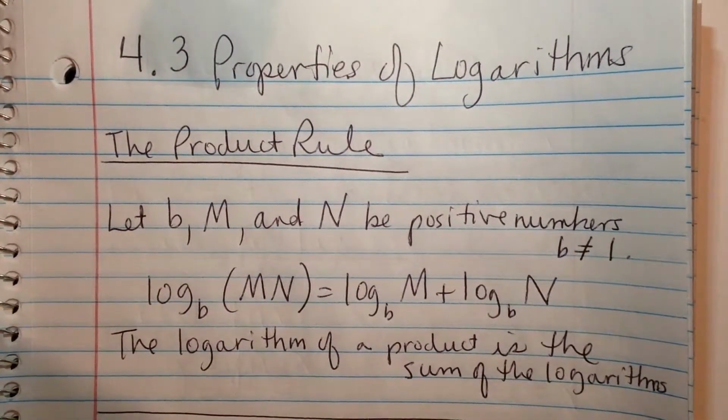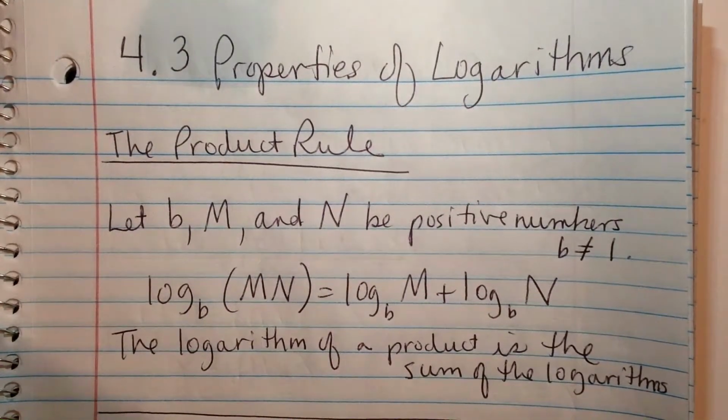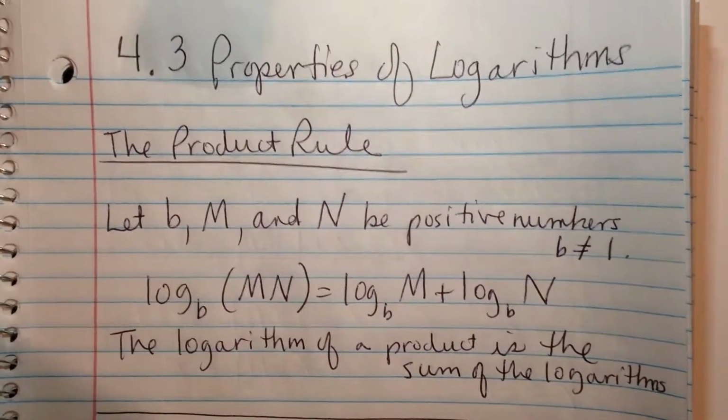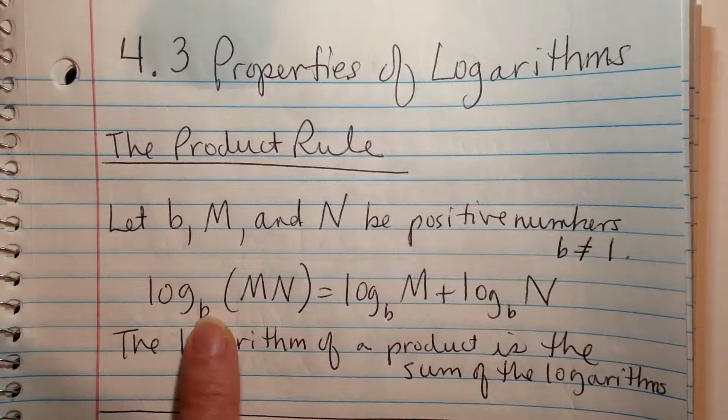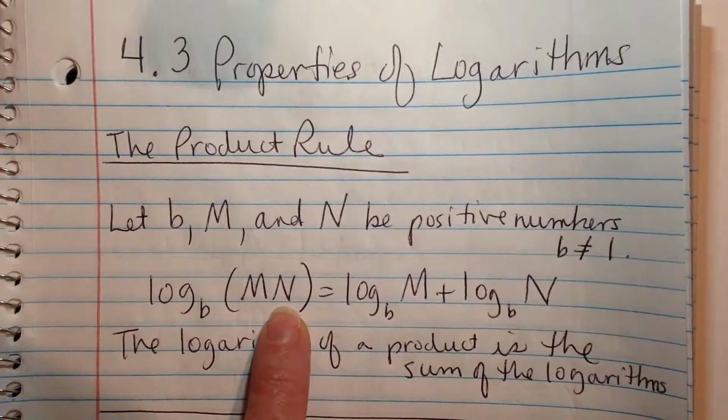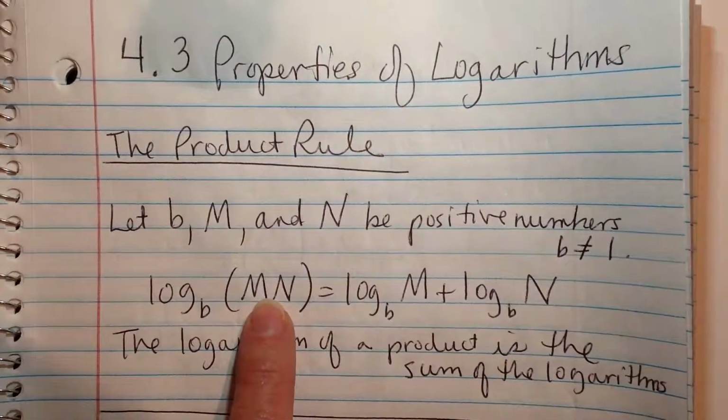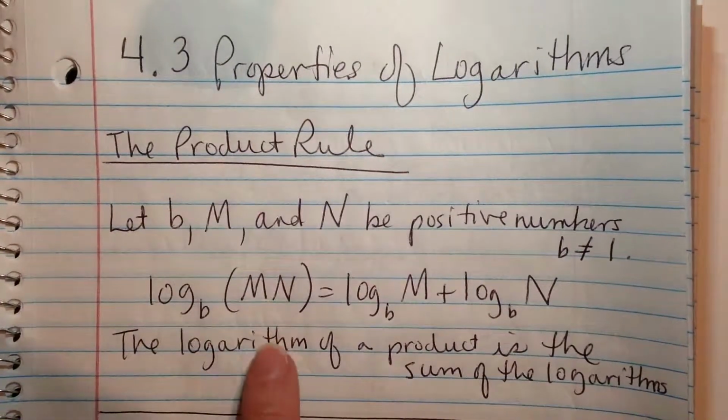Section 4.3, Properties of Logarithms. The first property that we're going to talk about is the product rule. Let B, capital M and capital N be positive numbers where B cannot equal 1. Log base B of M times N. Notice these are multiplied together. That's the reason why we have the product rule.